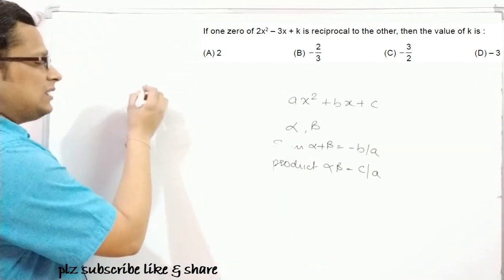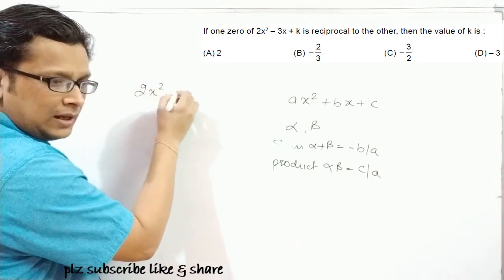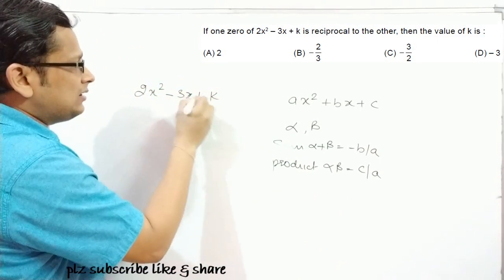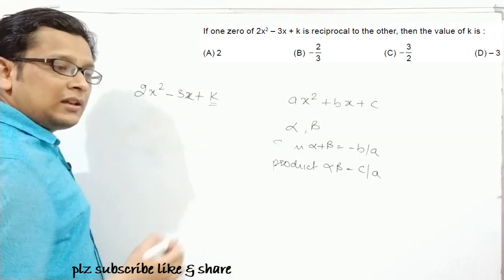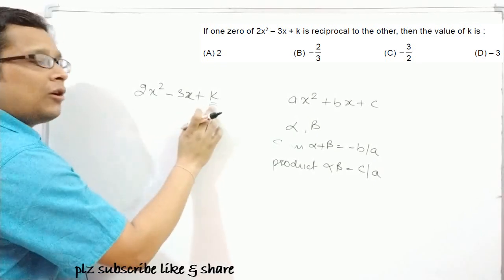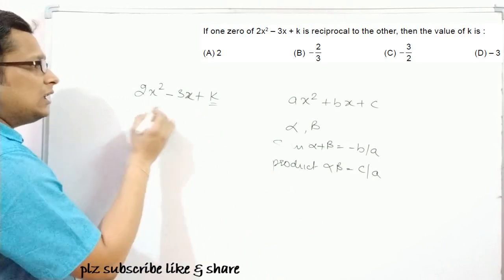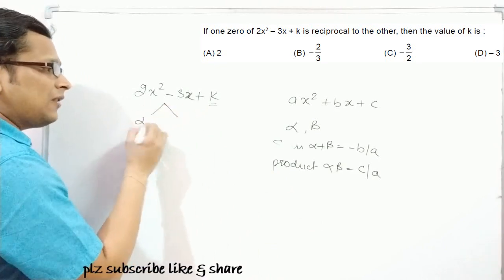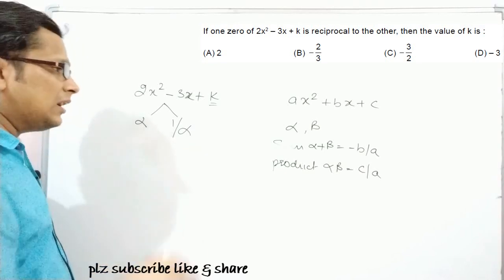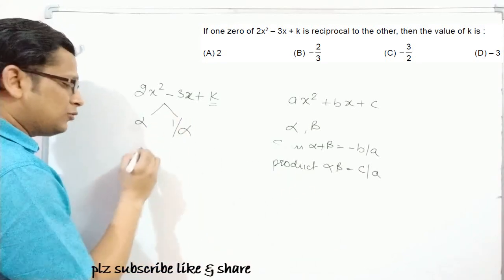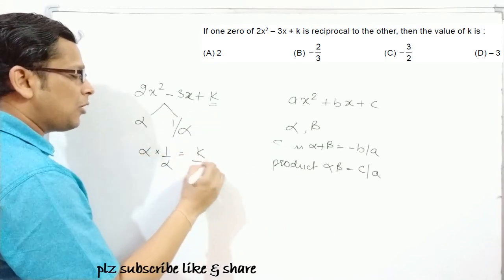In the question it is given that one of the zeros of this polynomial 2x square minus 3x plus k is the reciprocal of the other, so we have to find out the value of k. We know that k comes on the constant position, so here we have to find the product of the roots. If one root is alpha, the other root is 1 by alpha, because both the roots are reciprocal of each other. So the product of these two roots, alpha into 1 by alpha, is equal to c by a, that means k upon 2.